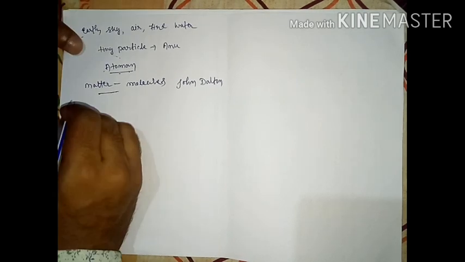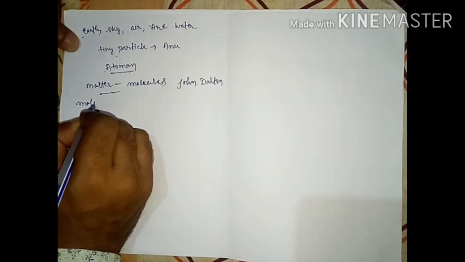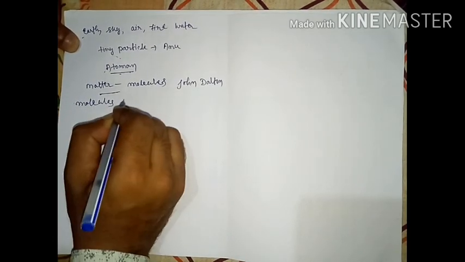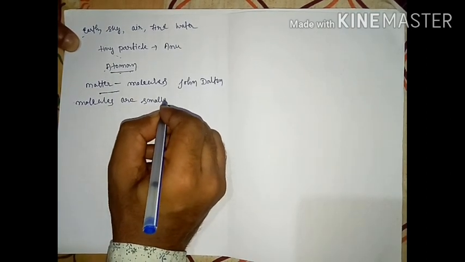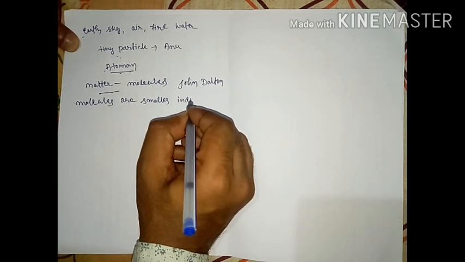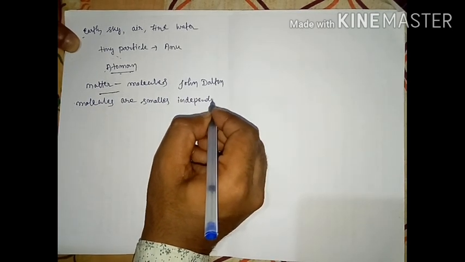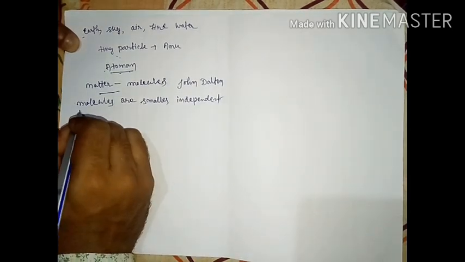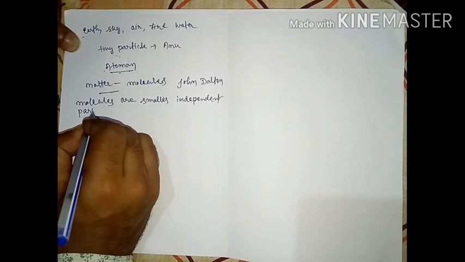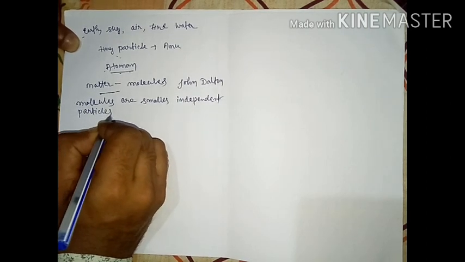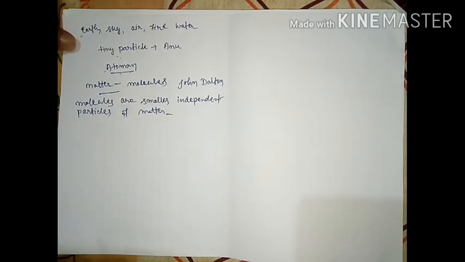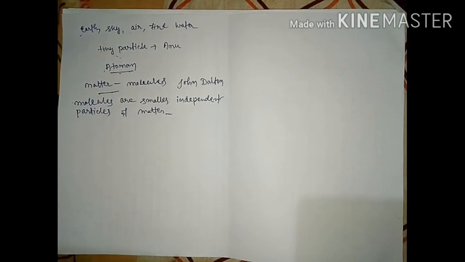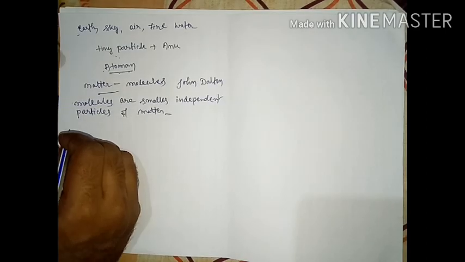So I can write here: molecules are the smallest independent particles of matter. Okay, so this was said by whom? This was said by your John Dalton. After that, we are going to see what are the characteristics of molecules.